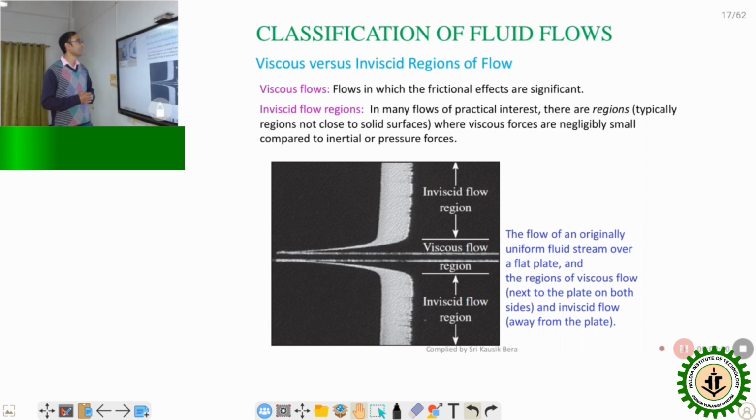Now the classification of fluid flows. There are lots of classifications. The first is viscous and inviscid regions of flow. What is viscous flow? Flow in which the frictional effects are significant. In the inviscid flow region, in many flows of practical interest, there are regions where viscous forces are negligibly small compared to inertial or pressure forces. So this is the viscous flow, and this is the inviscid flow region.